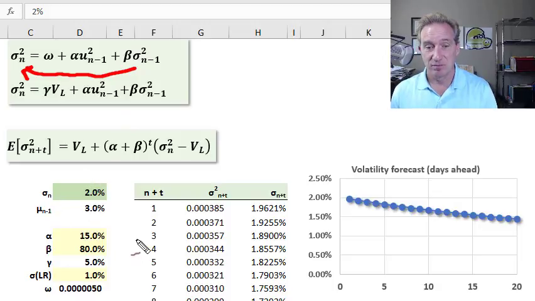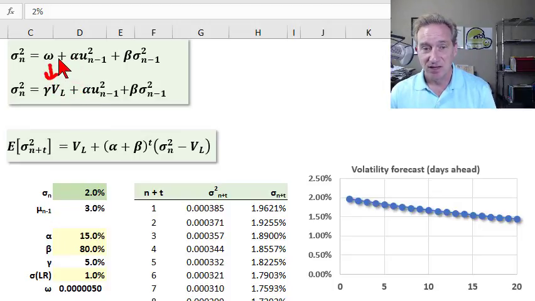I've imagined some parameters, but they're pretty realistic in the sense that beta is 80%. Most of the weight in the GARCH 1-1 when we fit the model is in beta and therefore applied to the most recent variance estimate. So below this I have an alternative expression, but in some ways this is a more useful version of the GARCH 1-1 simply because it explicates the omega and what it means.